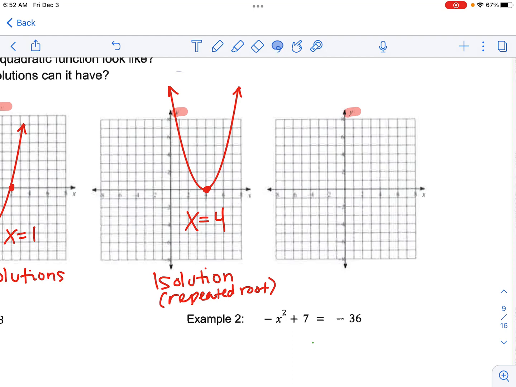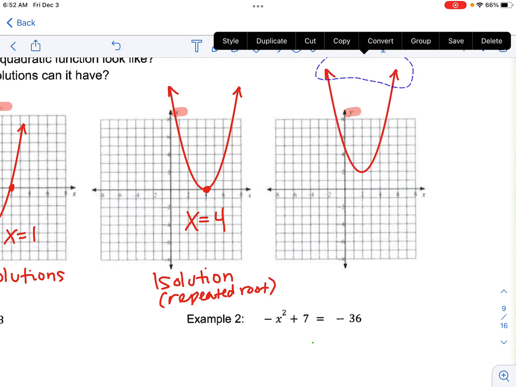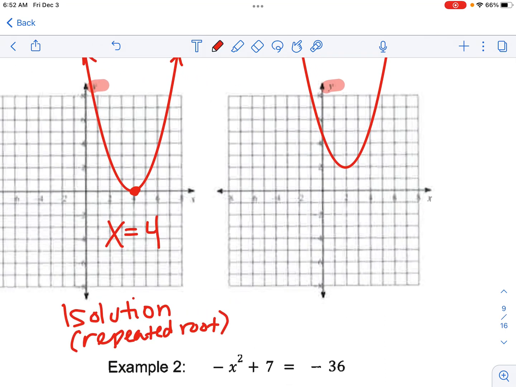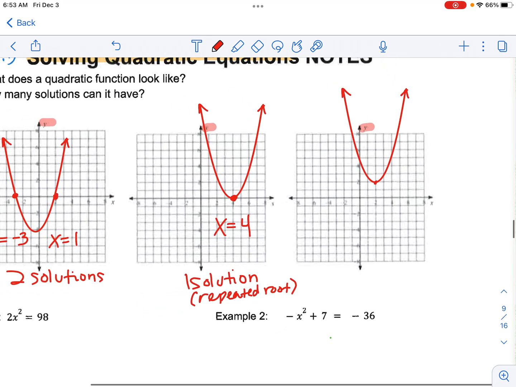But we still could move it up even farther. So let me duplicate that again. Now we're right here, and we still could move this up even farther. I'm just going to put it maybe here. And now it doesn't contact the x-axis at all. So there's no solutions, right? The vertex is now here, and that's not a solution. It's not crossing, it's not coming in contact with the x-axis at all. So now there's no solution.